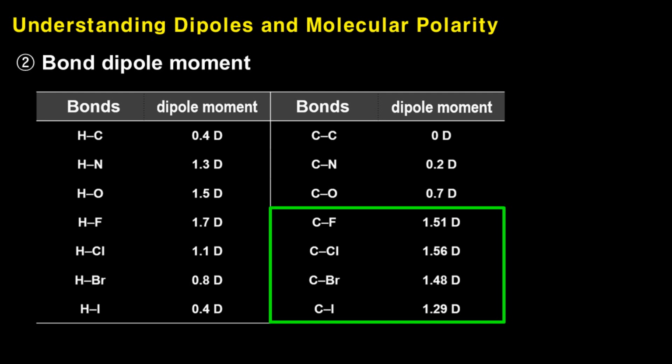Now, if we look at C-Cl, the bond is longer, and that longer distance allows for more separation between the charges. So even though chlorine is less electronegative than fluorine, the greater bond length helps increase the dipole moment. In fact, it turns out that C-Cl actually has a slightly larger dipole moment than C-F. After that, the trend continues to drop with C-Br and C-I, as both electronegativity and effective charge separation decrease.